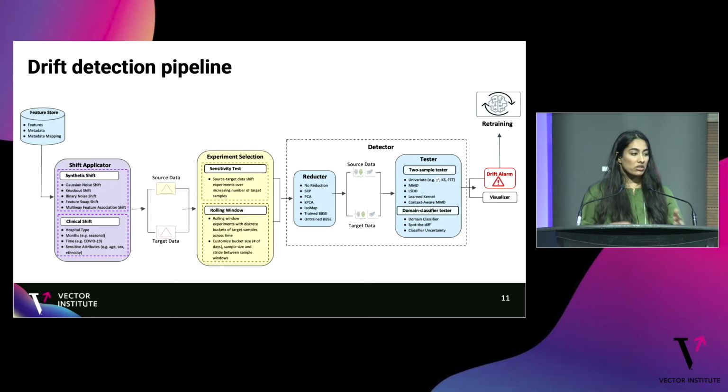And this is all done by our drift detector, which consists of a reductor to reduce the representation of the data and a tester module. And so then you get a drift alarm, and this can actually trigger your downstream retraining processes, which is something we're working on.